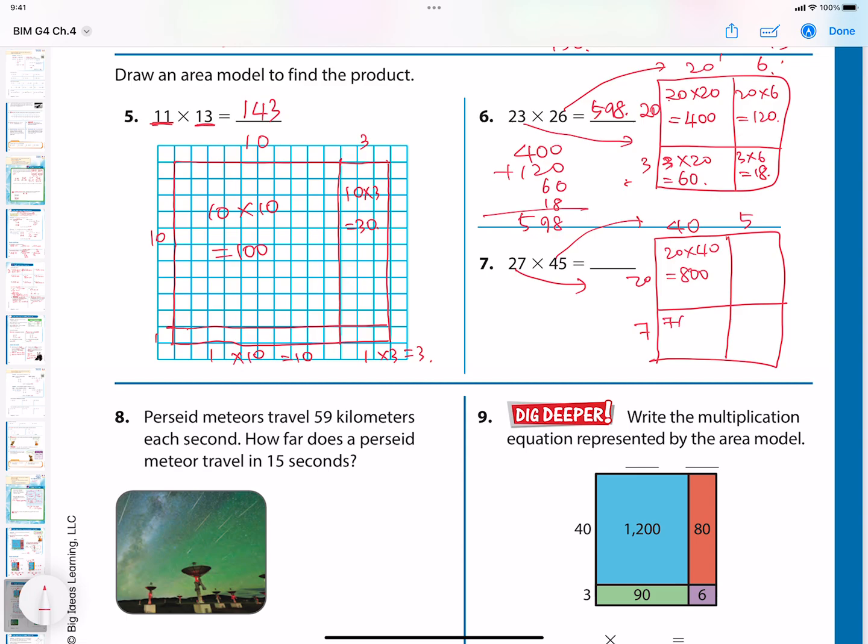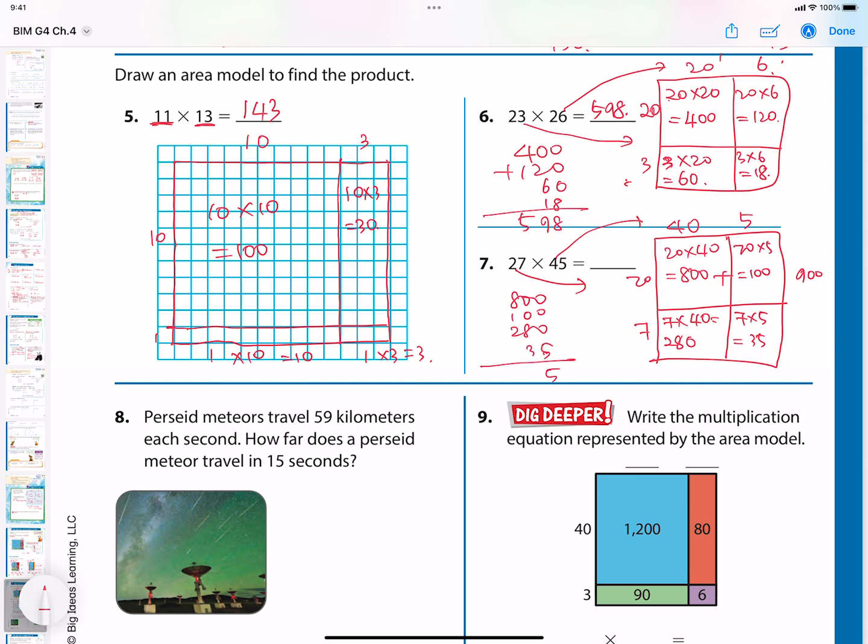And 7 rows of 40, 28, 28 tens. That means what? 280. And 20 rows of 5, which is 100. And 7 times 5, 35. Now add them all together. This is 900. All right, right? I just skipped this process. 100 plus 280 plus 35.